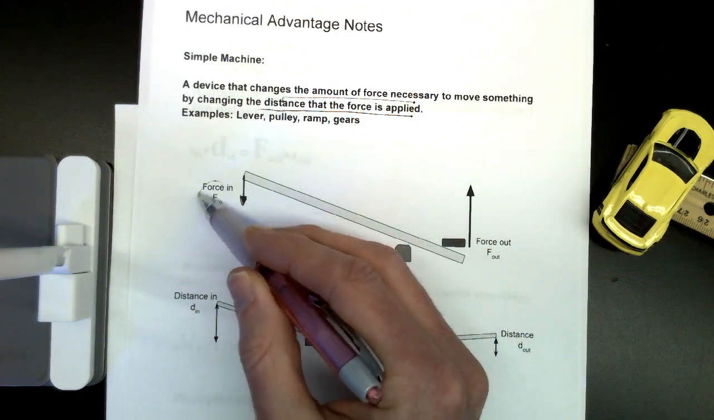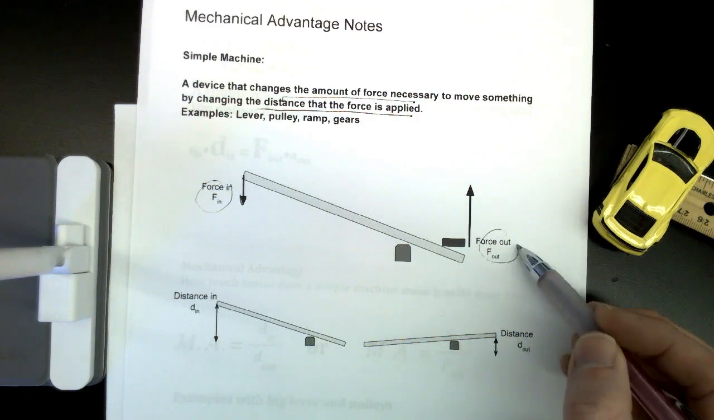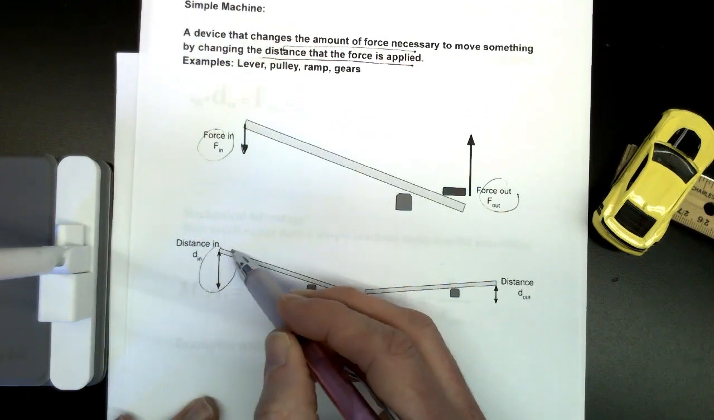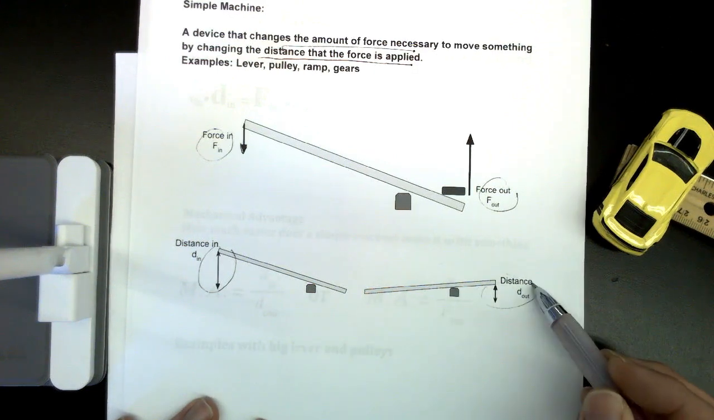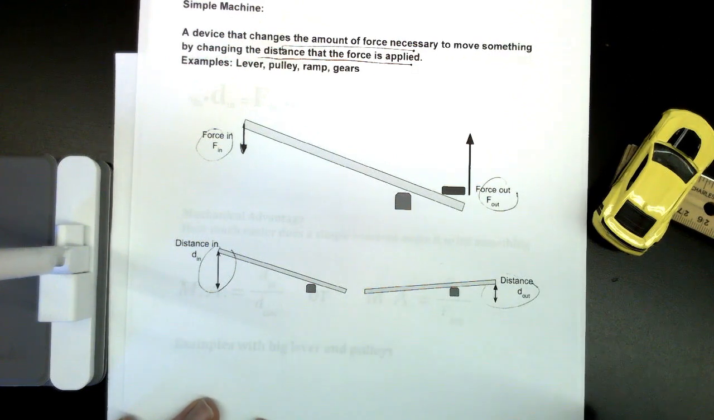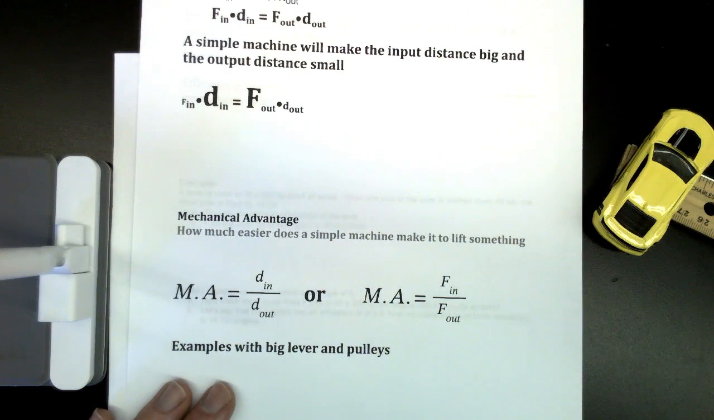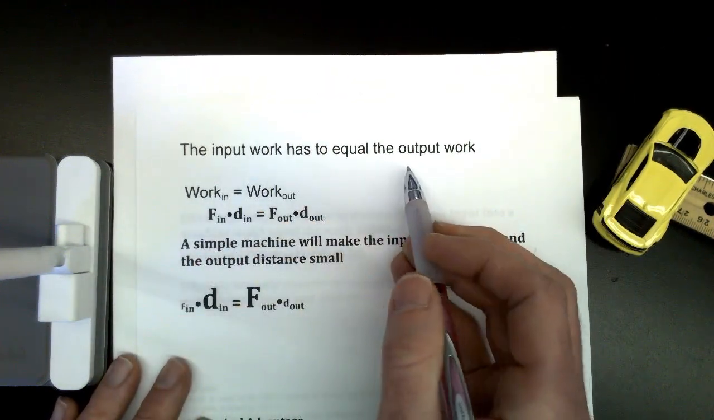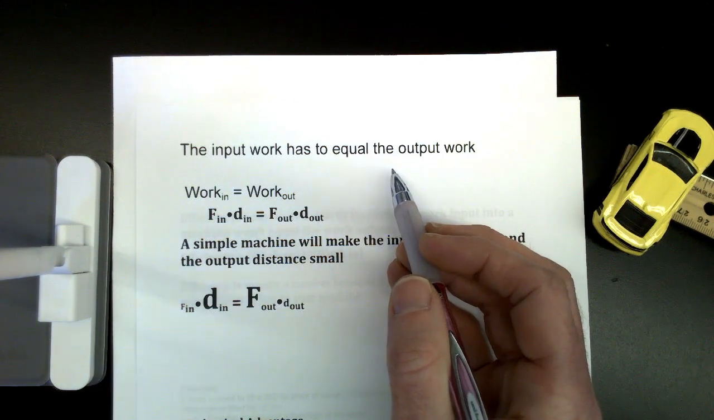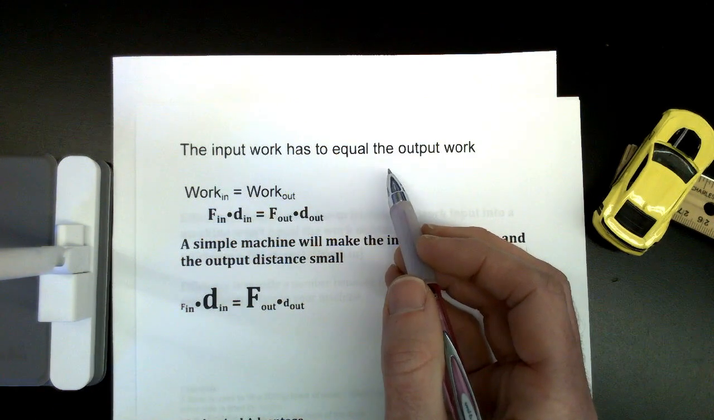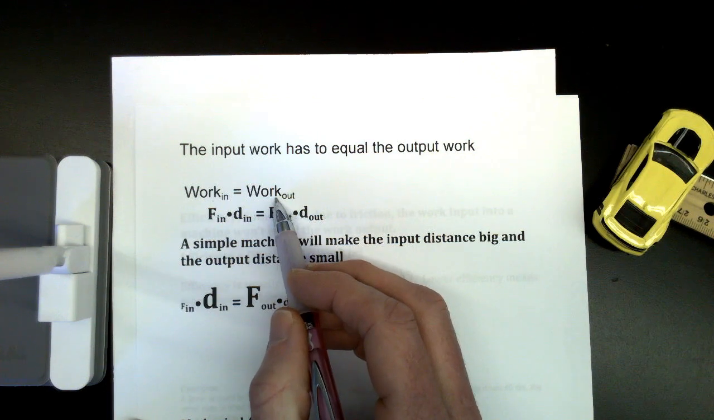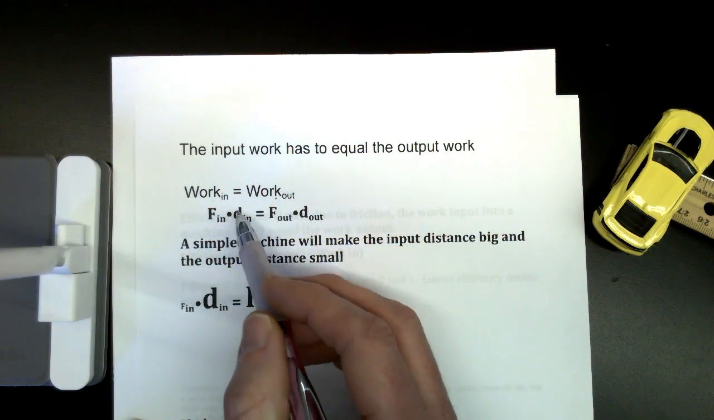So you can use a small input force to get a large output force. But the payback is distance. I have to have a big input distance and a small output distance, right? But the other side of the notes over here say the input work has to equal the output work, because work is a type of energy. So I can't have more input work than I have output work unless I've got some sort of other source of energy. So we get this equation here.